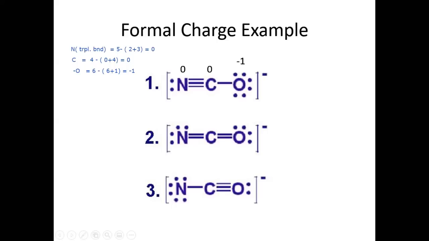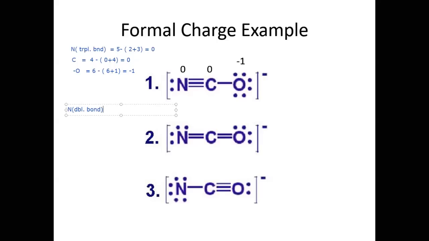So that was the first one. Now we're going to the second one. So we're going to look at the double bond nitrogen. It'd be 5 minus 4 plus 2 equals -1. So that nitrogen double bond has a -1 charge. Now we go to the carbon in the center. Four minus zero lone electrons plus four bonds equals zero.